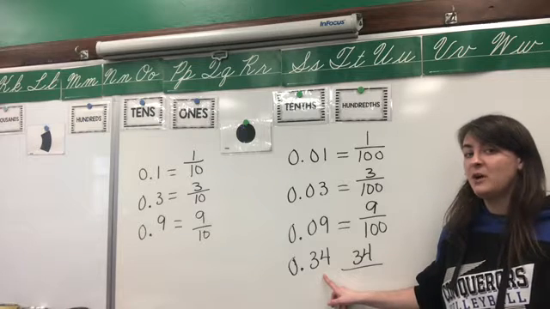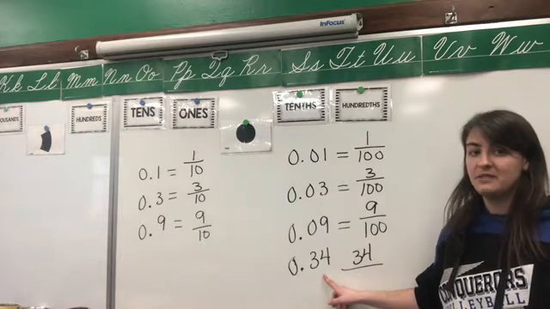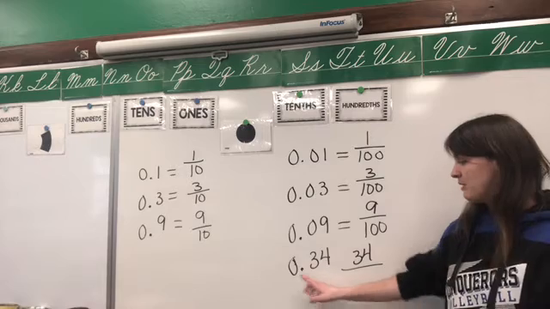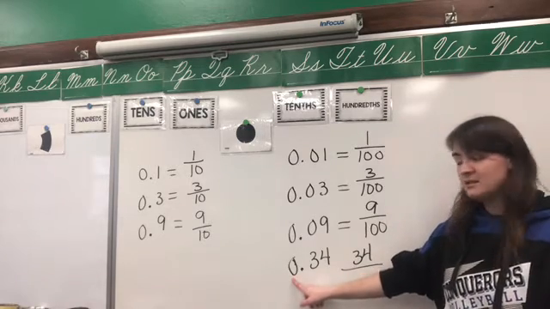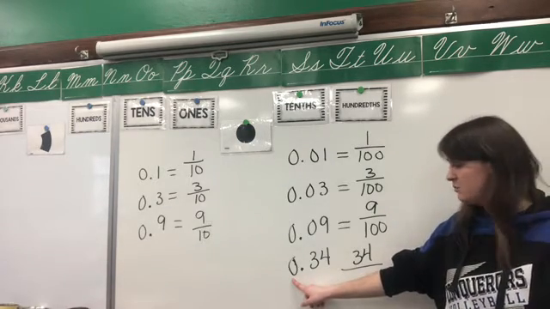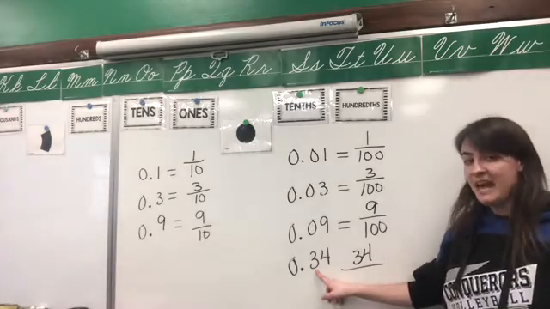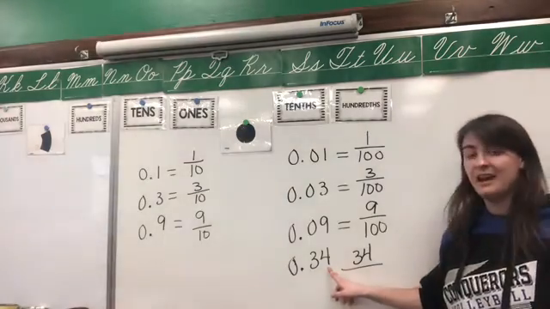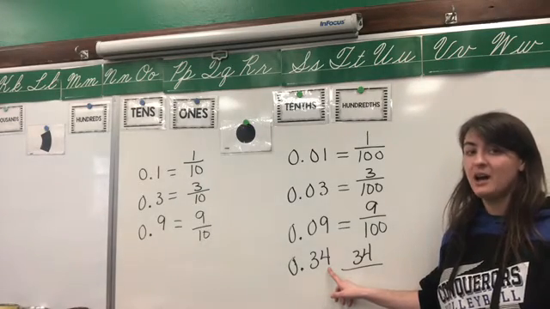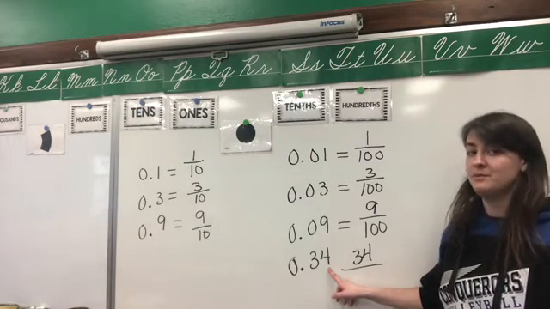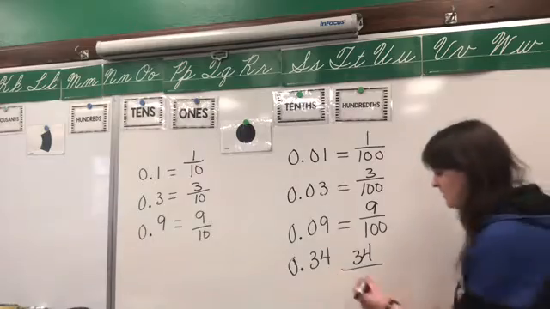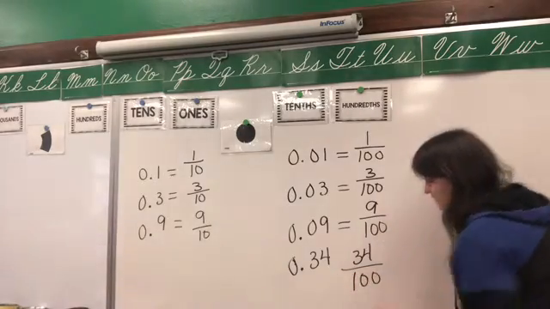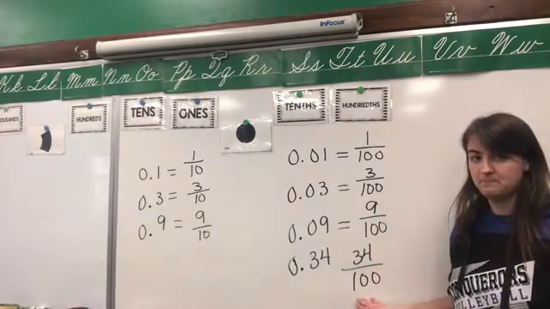In order to figure out what denominator I'm going to give this number, I need to look at where my number ends. It doesn't end in the ones because we've got a 0 and more numbers. It doesn't end in the tenths because I still have more numbers beyond it. The last number I have here is in the place value spot of hundredths. So that's the bottom of the fraction that I want to put there. This would be 34 hundredths.